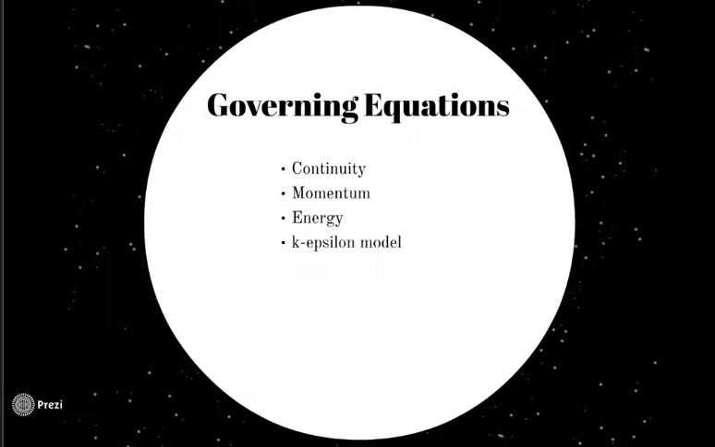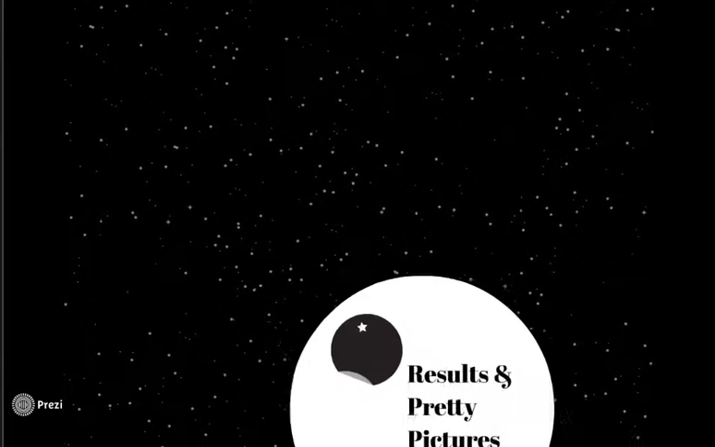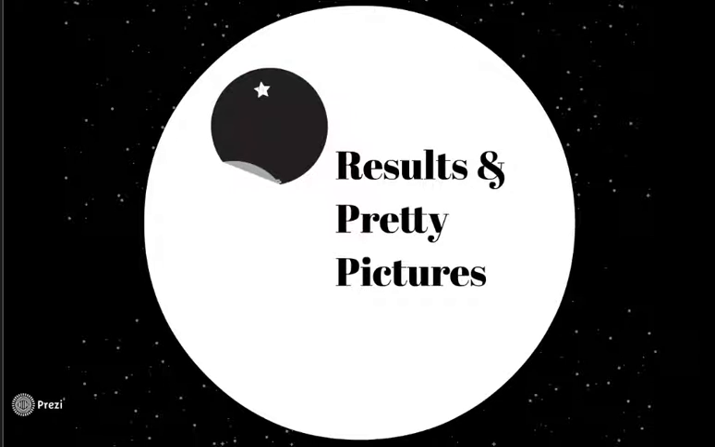So for governing equations, obviously we use continuity and momentum. I enabled the energy equation within Fluent to allow for heat transfer, and I also selected to use the k-epsilon model. This is it here, and obviously it accounts for eddy viscosity and deformation, and is used to account for turbulence within the system. So on to the things that everyone cares about, pretty pictures.